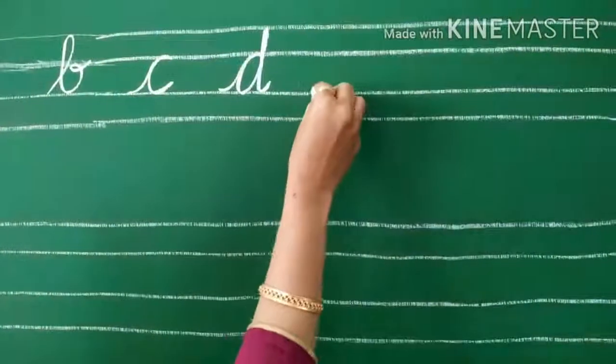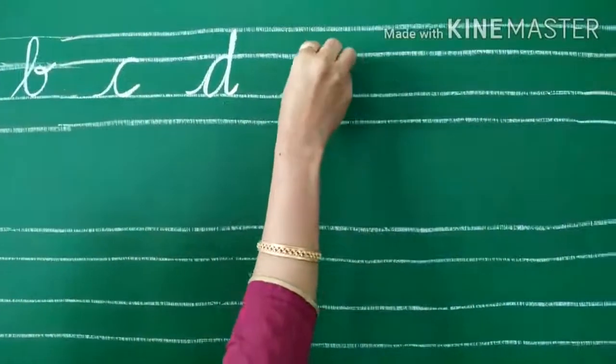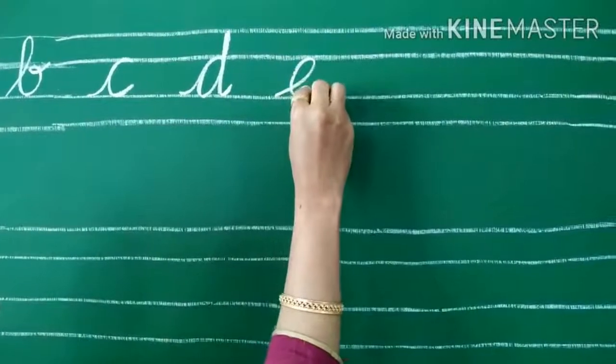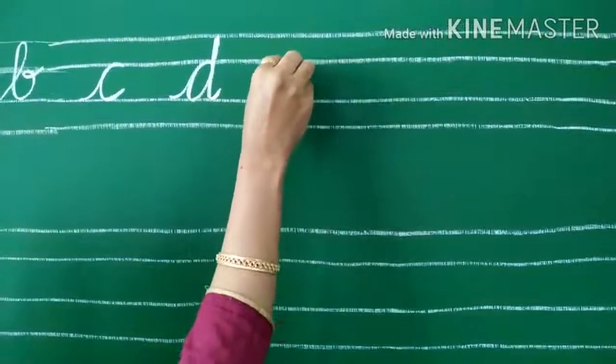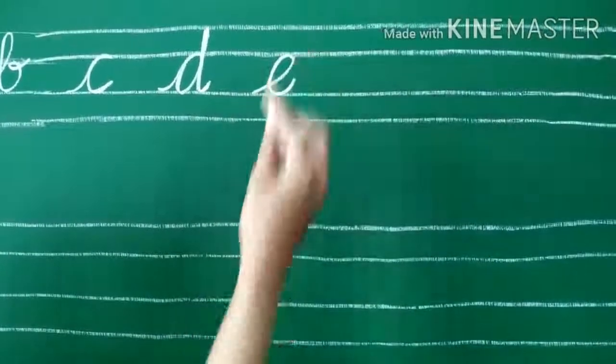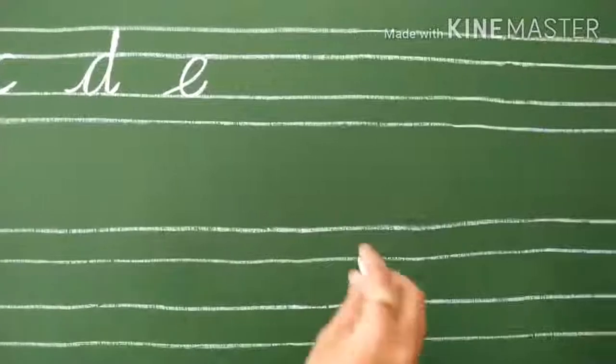How to write E? Draw a curve, put a knot, ends with a curve. Yes, draw a curve, put a knot, ends with a curve. What comes after E? F.